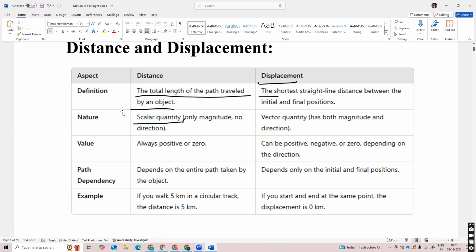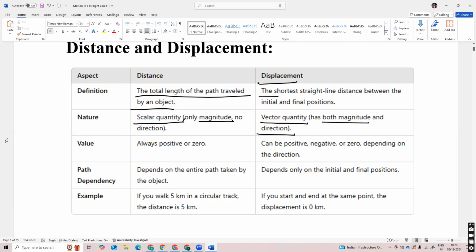Okay. So distance is a scalar quantity. In the last class we have learned that scalar quantities are defined only by their magnitude, and they don't have any direction. On the other hand, displacement is a vector quantity, so it has magnitude as well as direction. Distance has only magnitude, and displacement has both magnitude and direction.